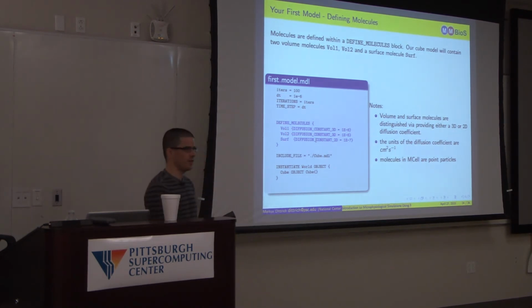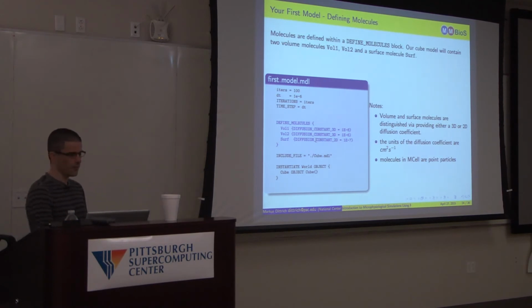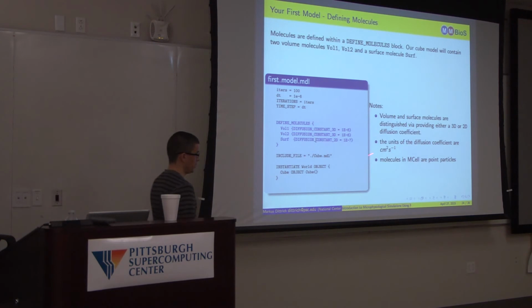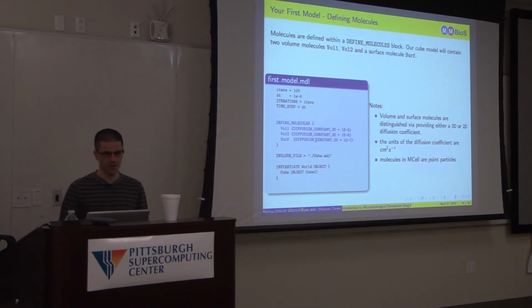Does it make sense? So very simple. Just define them like that. Again, diffusion coefficients are centimeters squared per second. There's other units, micron squared per millisecond, and so forth. So make sure when you get the diffusion coefficients from literature that you do the right conversion, which in this case is simple.